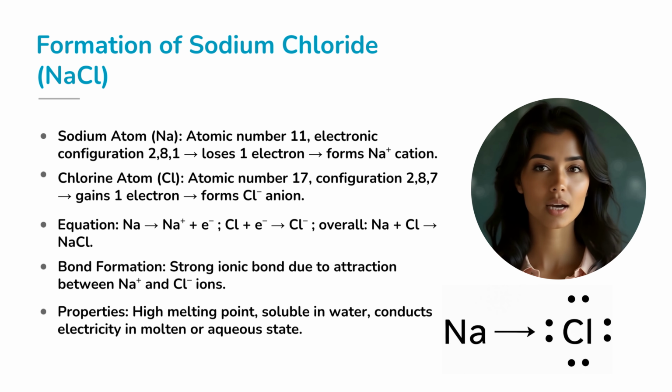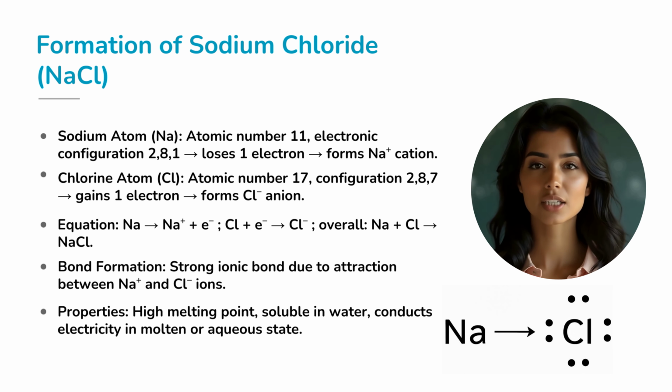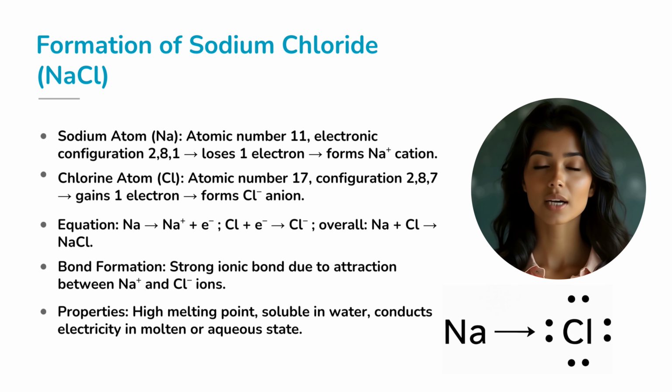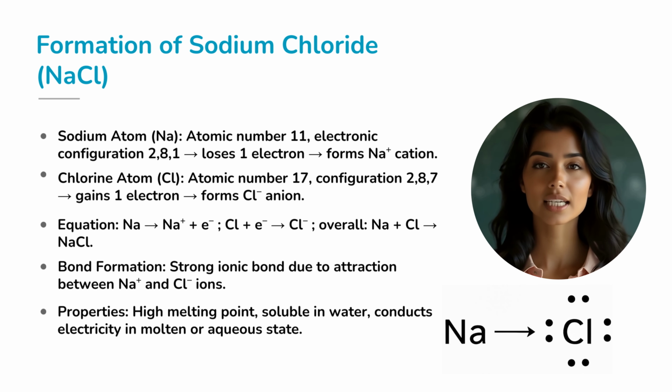Sodium has an atomic number of 11, giving it the electronic configuration 2,8,1. That single electron in the outer shell makes sodium unstable, so it readily loses that electron to form a sodium ion, written as Na+. On the other hand, chlorine has an atomic number of 17, with a configuration 2,8,7. Just one electron short of a stable octet, chlorine easily accepts sodium's electron to become chloride, written as Cl-.